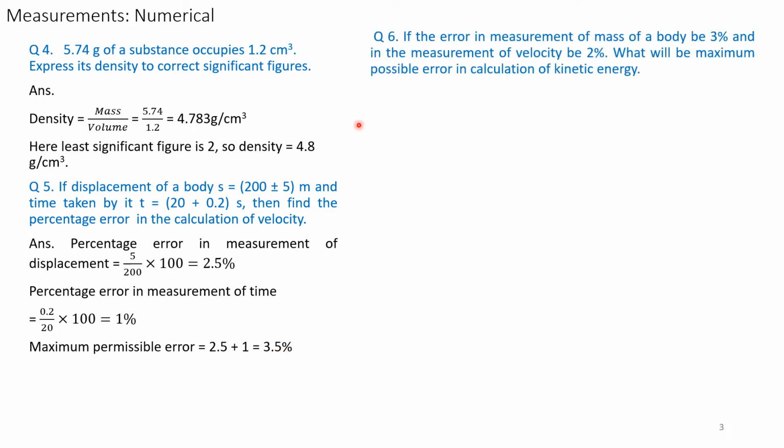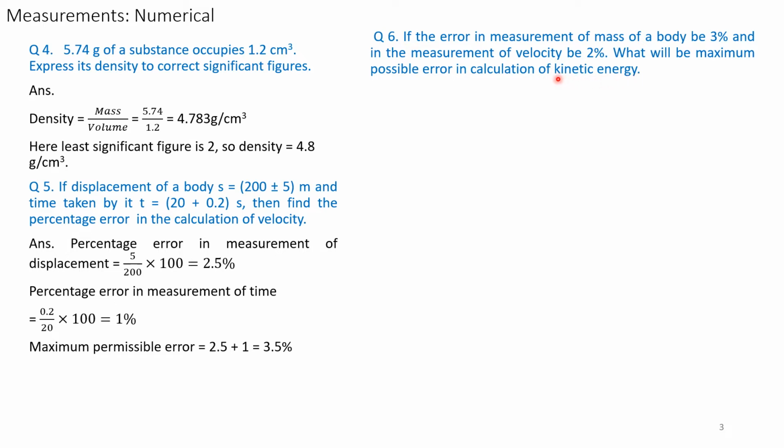Next question. Question number 6. If the error in measurement of mass of a body be 3% and in the measurement of velocity be 2%, what will be the maximum possible error in calculation of kinetic energy? Here, the errors of mass as well as velocity are given. We have to find the maximum possible error in calculation of kinetic energy.